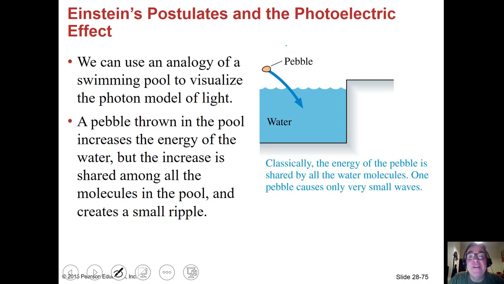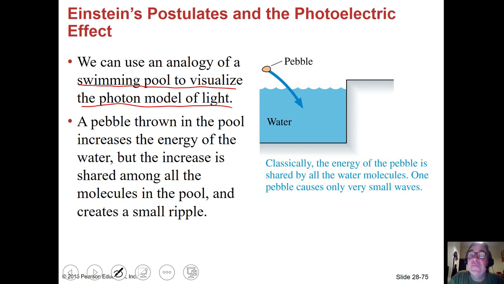Okay, so here's an analogy to our everyday world. We can use an analogy of a swimming pool to visualize the photon model of light. A pebble is thrown into the pool, increasing the energy of the water, but the increase is shared amongst all the molecules, and creates a small ripple. So classically, the energy of the pebble is shared by all the water molecules, nothing happens.